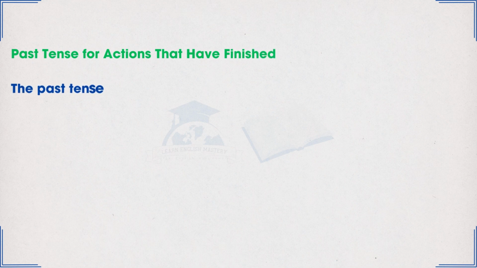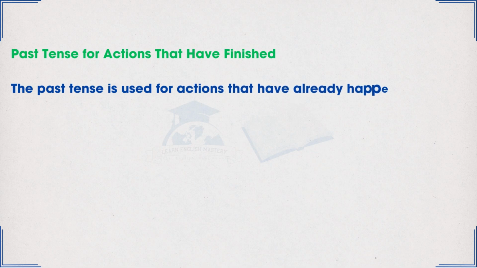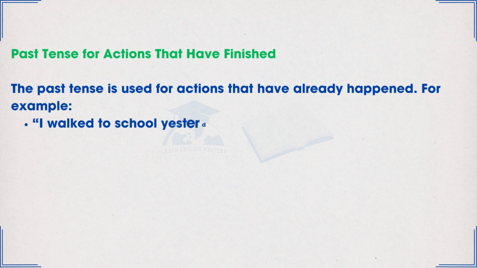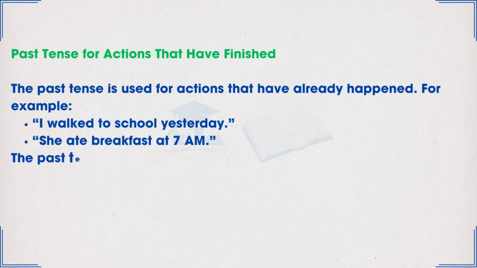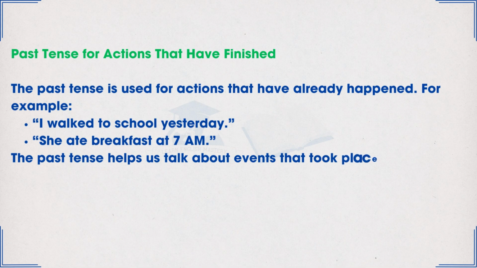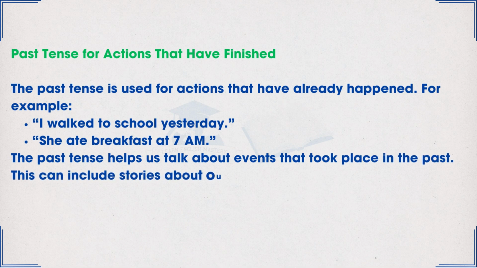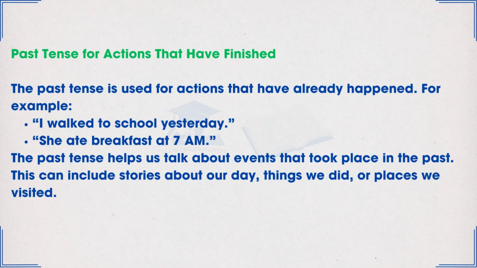Past tense for actions that have finished. The past tense is used for actions that have already happened. For example, I walked to school yesterday. She ate breakfast at 7 a.m. The past tense helps us talk about events that took place in the past. This can include stories about our day, things we did, or places we visited.